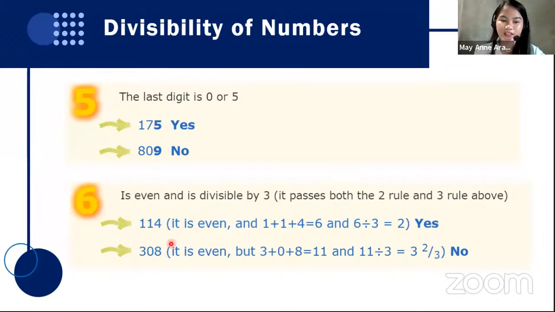And for 308, although this is an even number, if we check using the rule for 3, 3 plus 0 plus 8 is 11. So since it did not satisfy the rule for divisibility of 3, therefore this is not divisible by 6. And it should satisfy both.